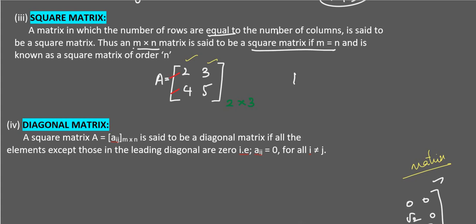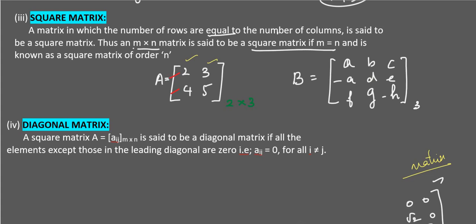I consider one more example where B is equal to a, b, c, minus a; d, e, f, g, minus h. Now it has 3 rows and 3 columns. So the order of the matrix is given by 3 by 3. So here the number of rows and columns are equal, m and n are equal.